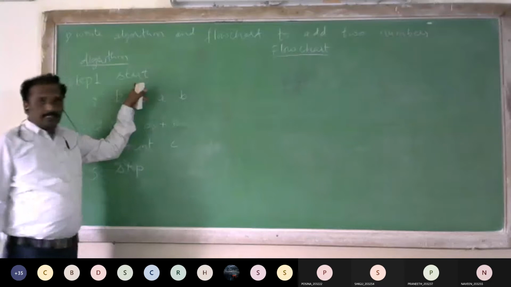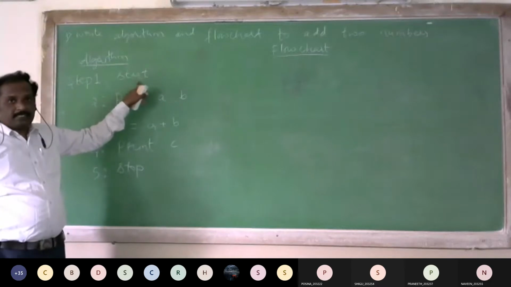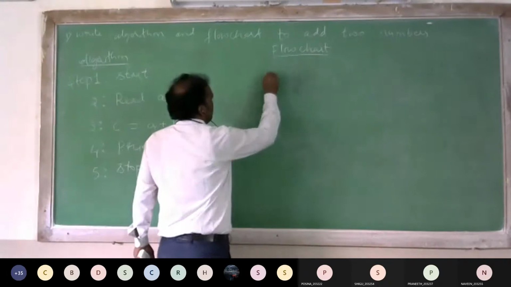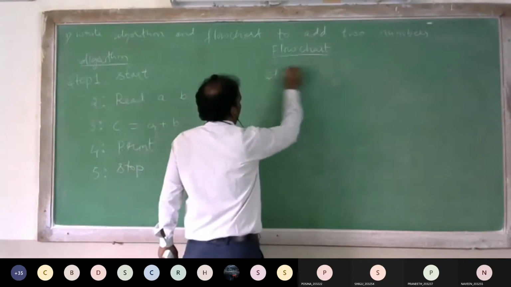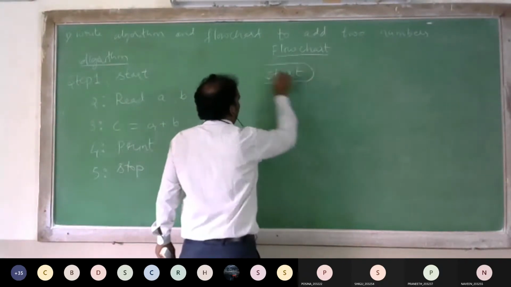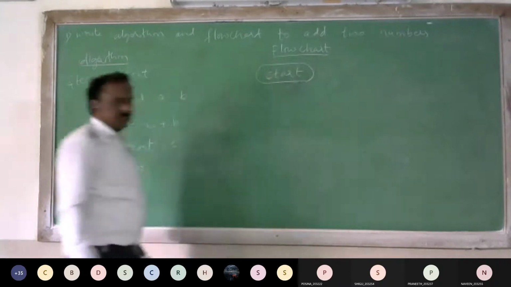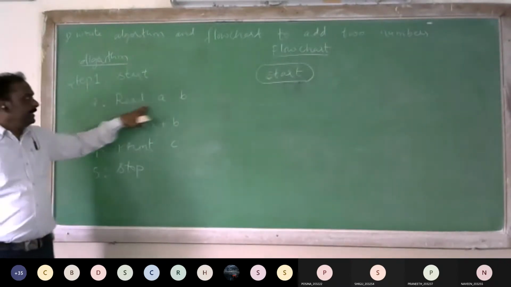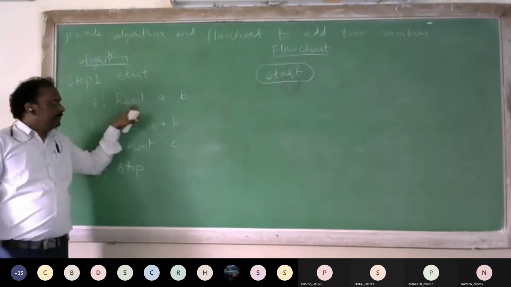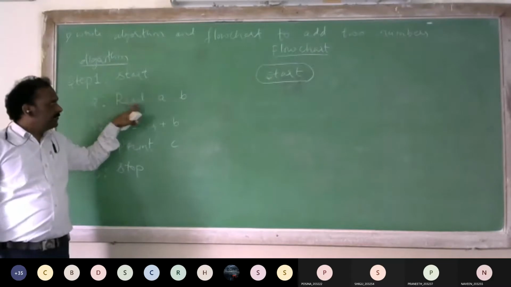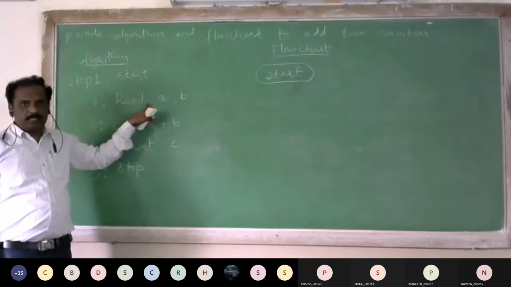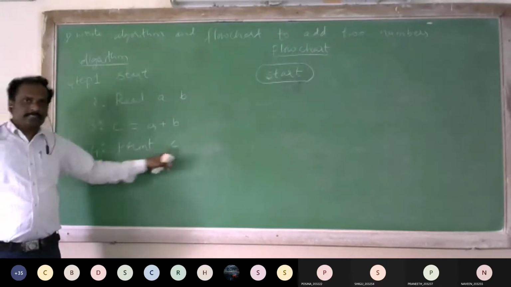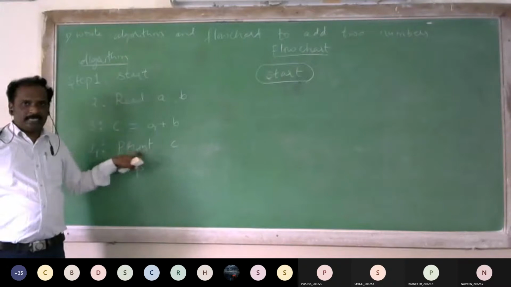Now start symbol. What is the start symbol? Start symbol is oval. First step is oval. What is the second step? Read A, B. Reading means it is input. Here instead of read, you can also write input A, B. For print you can use output C. It's only for our understanding purpose.